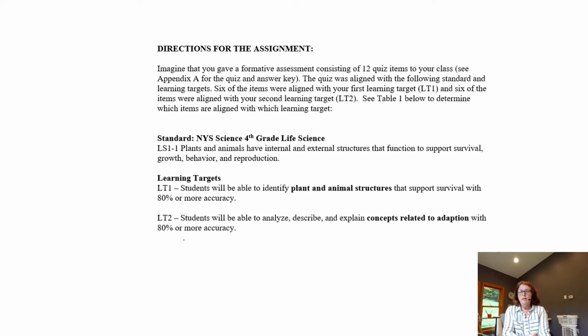So this particular quiz has 2 learning targets that are aligned with that standard. Learning target 1, students will be able to identify plant and animal structures that support survival with 80% or more accuracy. Learning target 2, students will be able to analyze, describe, and explain concepts related to adaptation with 80% or more accuracy. So the first learning target is about their structures. The second learning target is about adaptation. And those are both aligned with the standard. So we're clear so far.